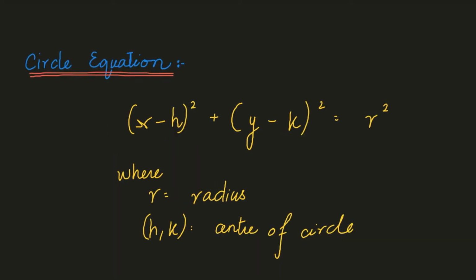Alright, so first things first, the standard notation in which a circle equation is written is as follows: (x minus h) whole square plus (y minus k) whole square is equal to r square. In this equation, (h, k) is the center of the circle. Basically, h is the x value of the center of the circle and k is the y value of the center of the circle. And r is the radius. So (x minus h) whole square plus (y minus k) whole square equals r square. This is basically the general form of a circle equation.